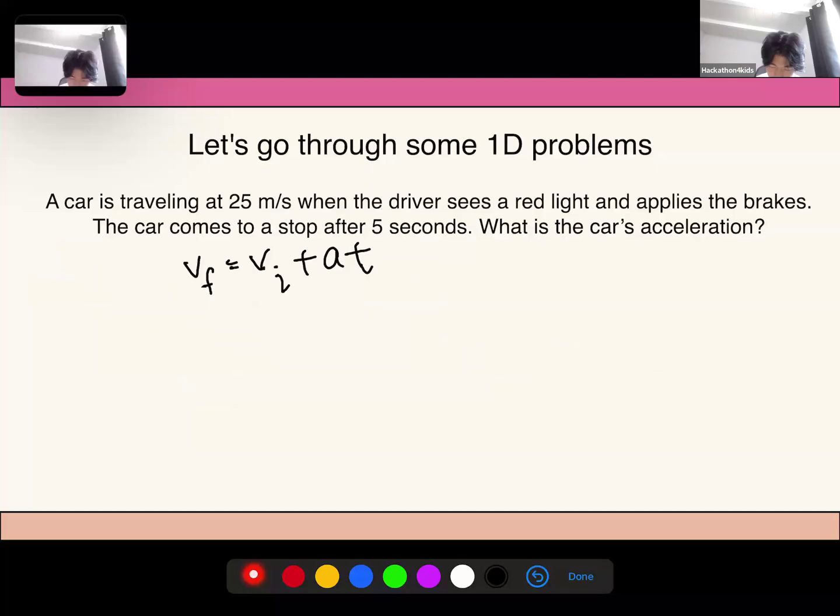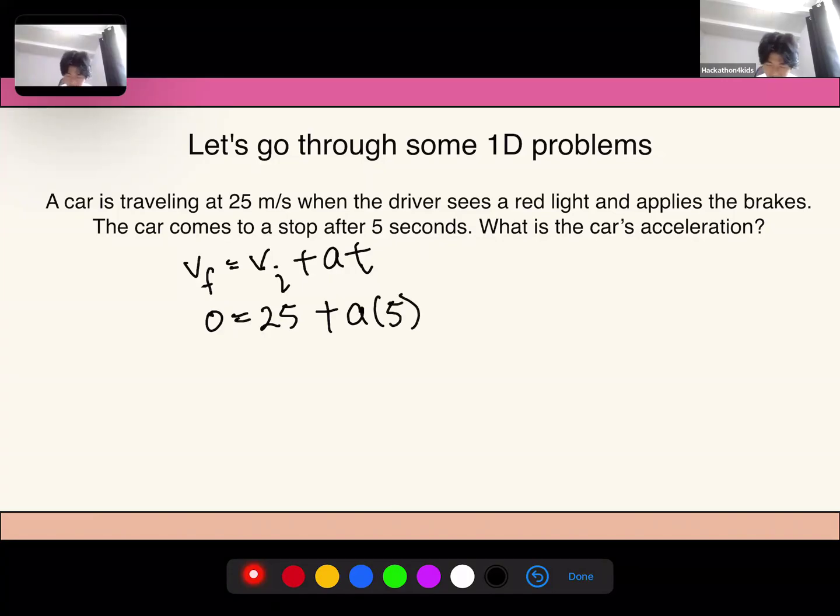Okay, we know final velocity is 0, right? You came to a stop. Initial velocity, they gave us that, right? 25. And acceleration, we want to find that, right? So let's just leave that as the variable A. And time, how long does it take? It took 5 seconds, right?